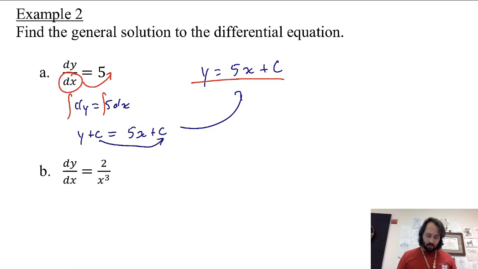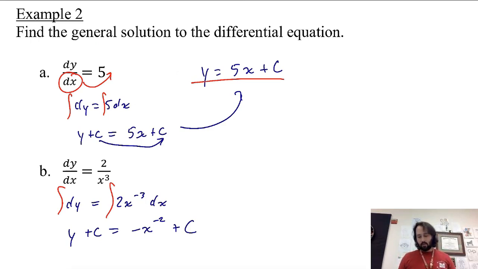All right, so with this next one, I'll do the separation of variables again, just to get you some good practice on it. I would rewrite this as 2x to the negative 3 dx. And then if I take the integrand of both sides, then this is y plus c is, let's see, that would be x to the negative 2. So in order to get 2, I would have negative 1 plus c.